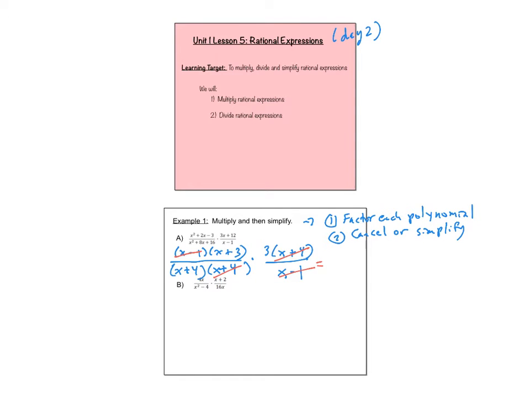So what are you left with in the top? You're left with a 3, and then an x plus 3, and then all over x plus 4.